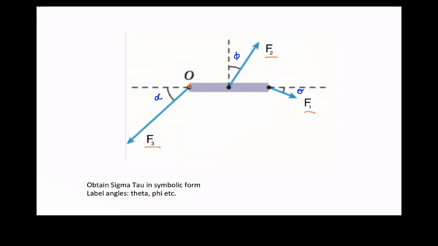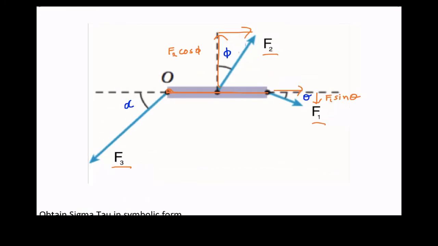The second thing to notice is that F1 and F2 are not perpendicular to this line, which means that we have to break them into components, and only the components which are perpendicular to this rectangle will produce torque. Let's draw these components. For F1, F1 sine theta produces torque, and for F2, F2 cosine phi produces torque. Let us label the length of this rectangle as L. So sigma tau, the torque by F1 would be F1 sine of theta times the lever arm, which is L. And because F1 sine theta tends to rotate it clockwise, I will put a negative sign.